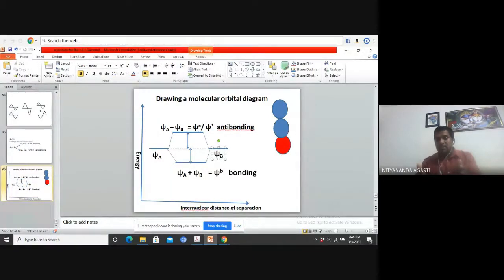That's what we are showing. So this is the distance of separation between two atoms. That's what is called the internuclear distance of separation. And this is energy. Why?